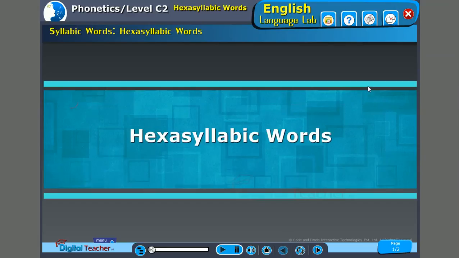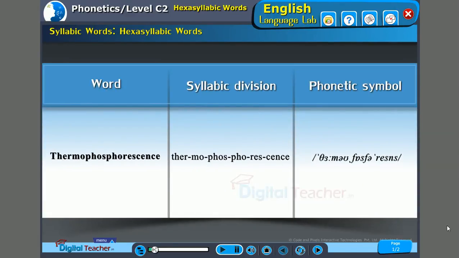Let us go through few words with six syllables. Thermophosphorescence, thermophosphorescence. Thermophosphorescence. Stress is on fifth syllable, res. Thermophosphorescence.